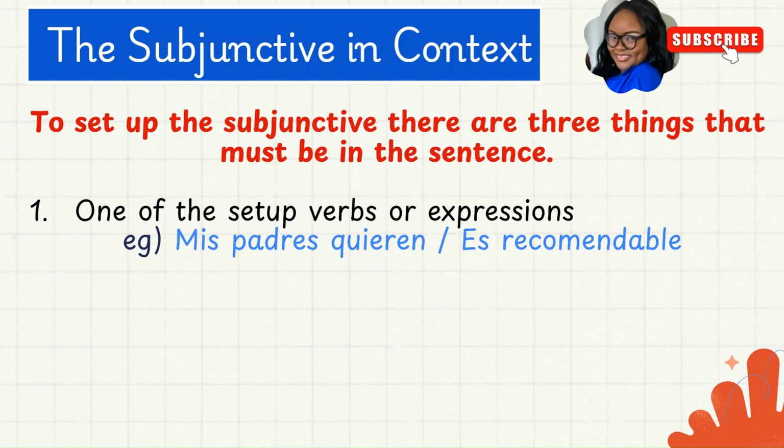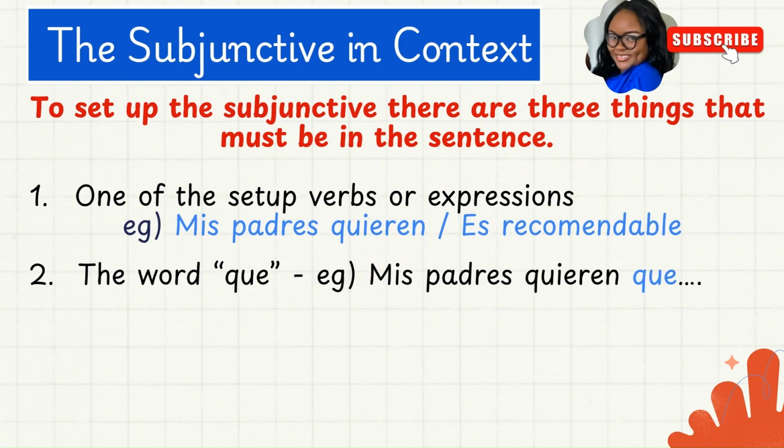For example, mis padres quieren, my parents want, coming from the W. And es recomendable, it is recommended, coming from the function R, right? So that's the first thing we need. The second thing we will need is the word que. Mis padres quieren que. My parents want that. Or it's recommended that. Es recomendable que. Now this que is going to be like a preface for the subject change.